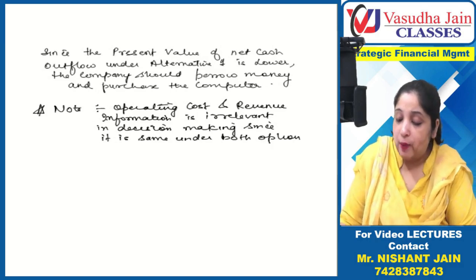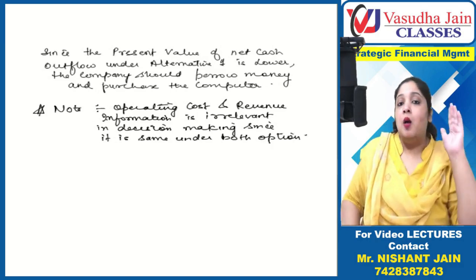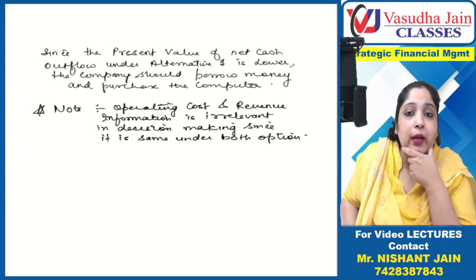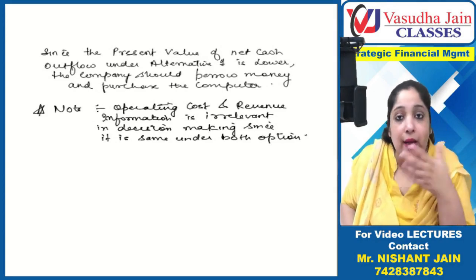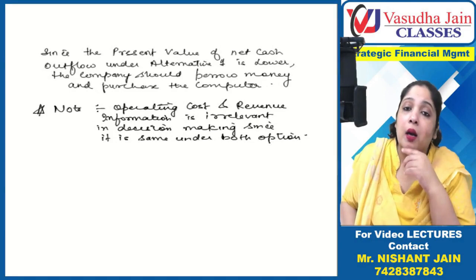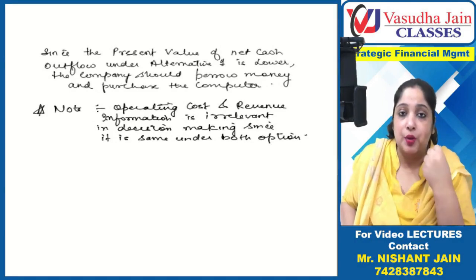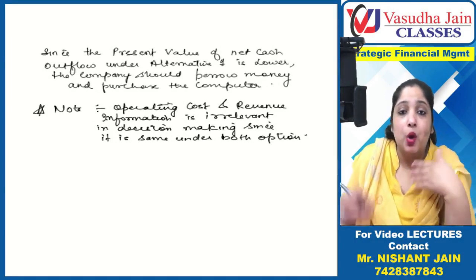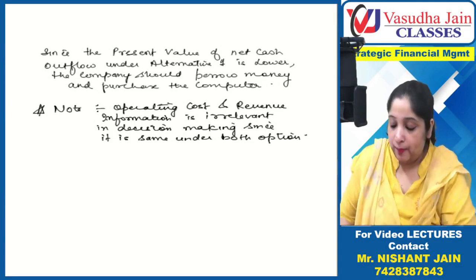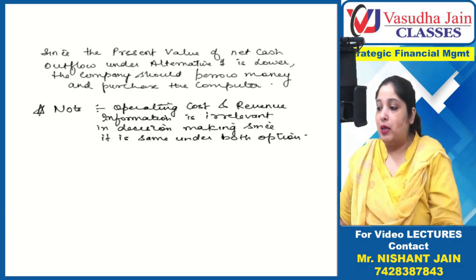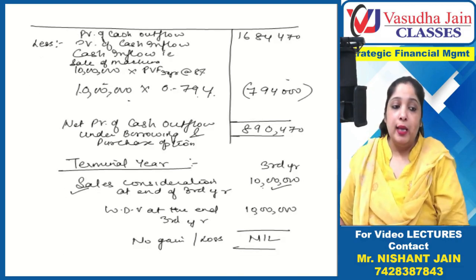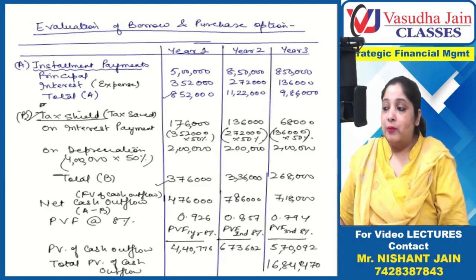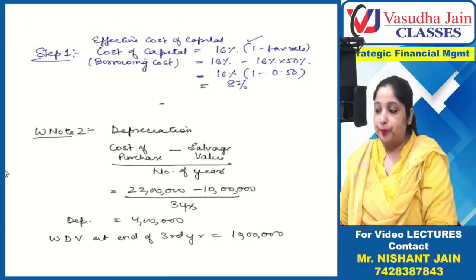If by chance they had written that under the borrowing option revenue will be different and under the lease option revenue will be different, then we would have to take it into consideration. But since that is the same, it will not affect our decision. Okay, so this is the answer. Please write down the answer from the beginning, write it properly. These are lengthy questions, so it takes time to solve them.